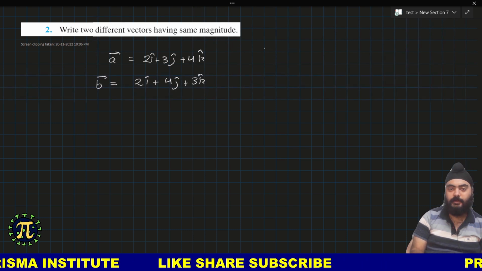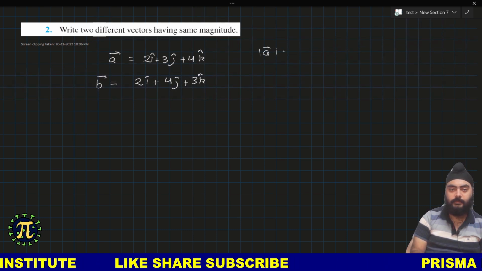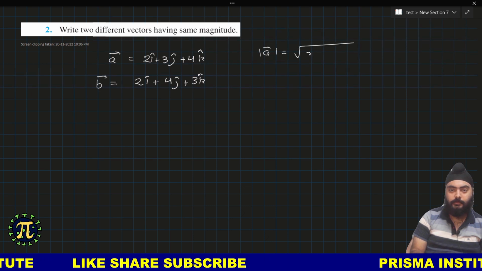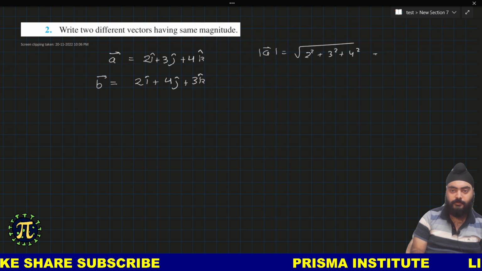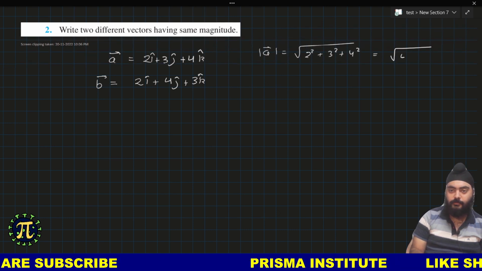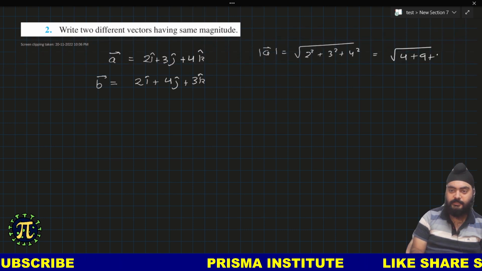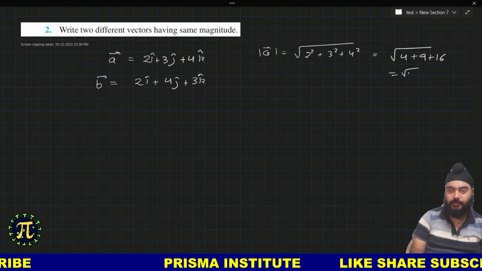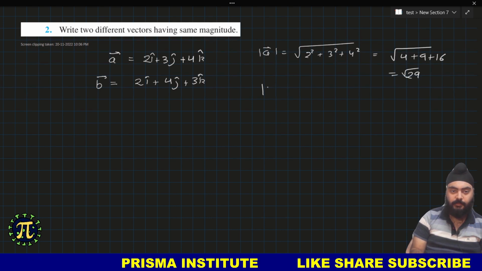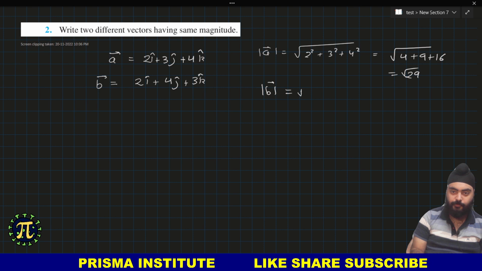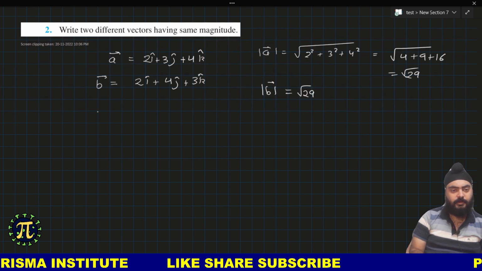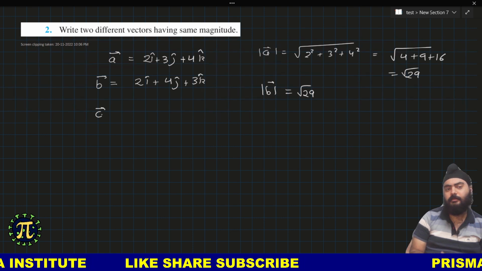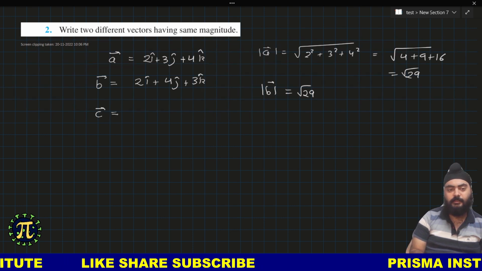You can see magnitude of a कितना है? Square root of 2 square plus 3 square plus 4 square, which is square root of 4 plus 9 plus 16, which is root 29. And even the modulus of b is also root 29. You can check that. So I can write one more vector, maybe हम दो की जगह तीन लिख सकते हैं.